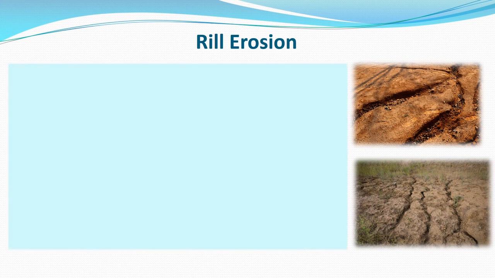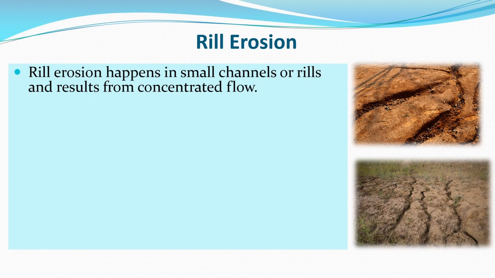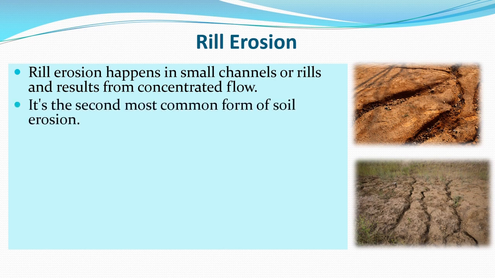Rill erosion. Rill erosion happens in small channels or rills because of concentrated flow. In areas where flow is allowed to get concentrated at certain points, rills start forming, and if these rills are ignored, they will gradually develop into gullies. Rill erosion is the second most common form of erosion.